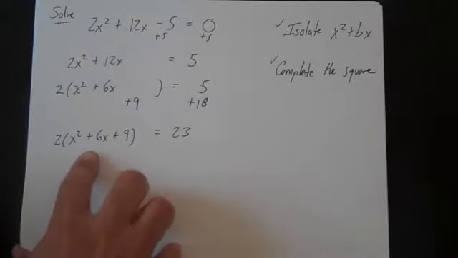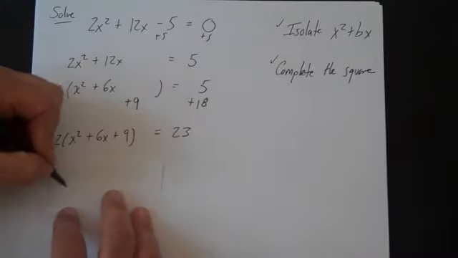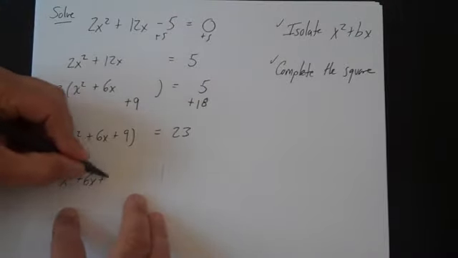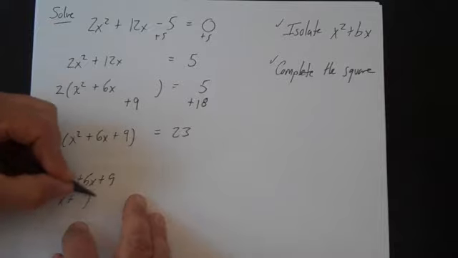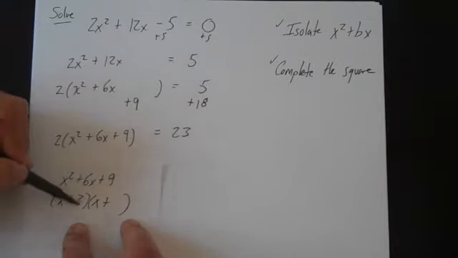Now I need to factor this. Let's see real quick. That's x squared plus 6x plus 9. That's a plus and a plus. Find two numbers that multiply to 9 and add to 6. That's going to be a 3 and a 3.